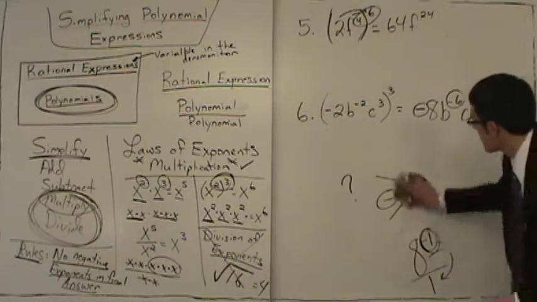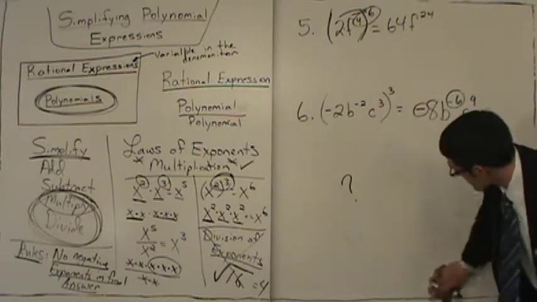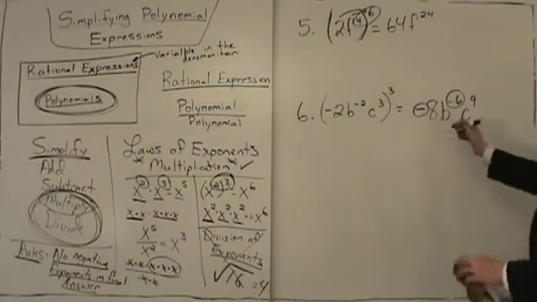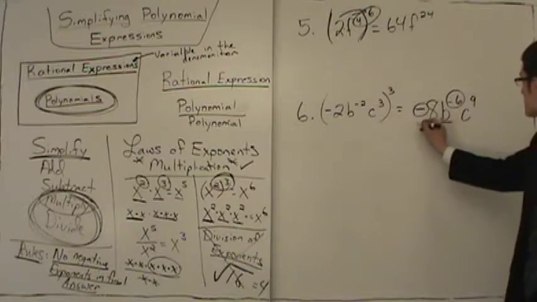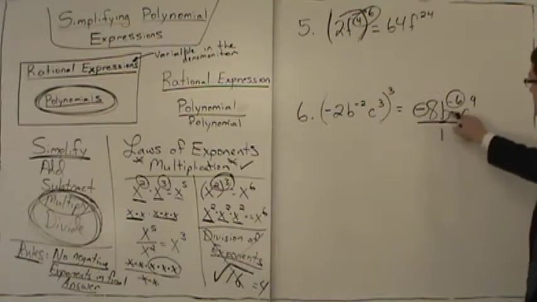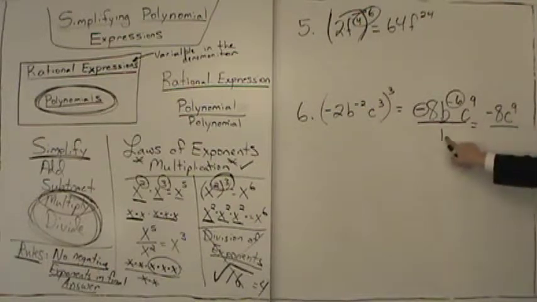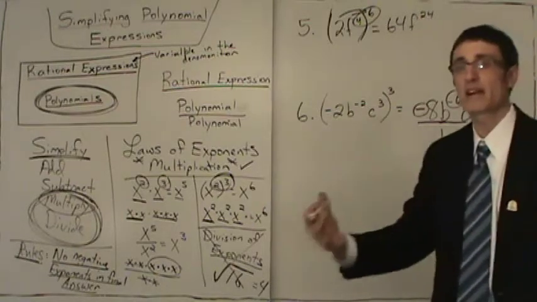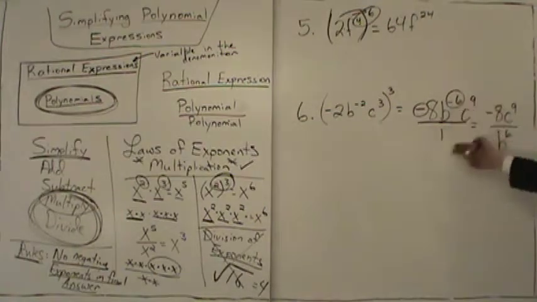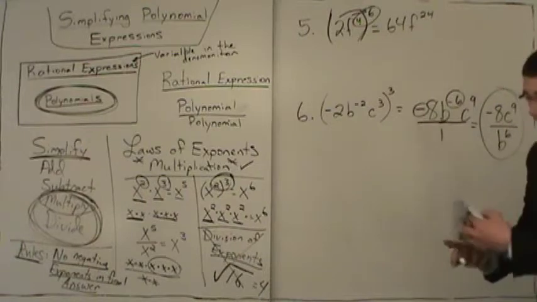So in this case, does the -8 move? No. But does the b to the -6 move? Yes. Where does it move? It moves to the bottom. So we're going to have -8 c to the 9th over b to the -6, which moves to the bottom and becomes b to the +6. So when you move it, just make the exponent positive, or change its sign from negative to positive. This is our answer.